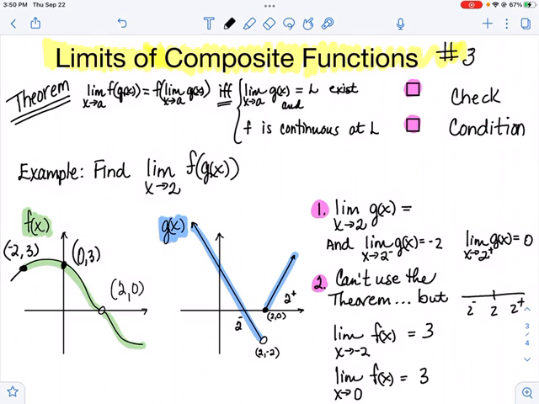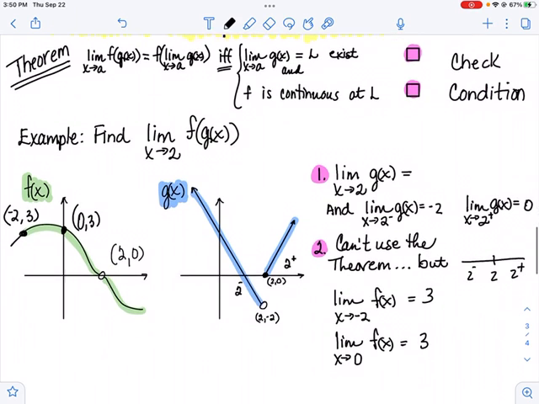The limit as x approaches a of g of x is equal to L. It exists, and f is continuous at L. And remember, f is continuous at x values. This is what we usually talk about. So we'll check the conditions first.